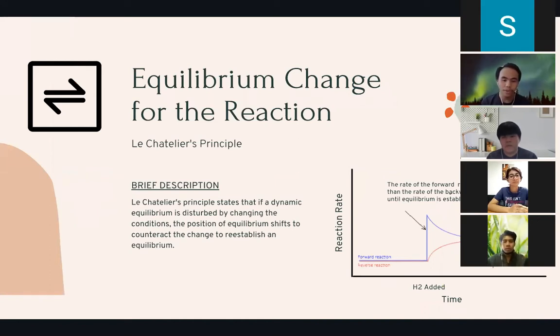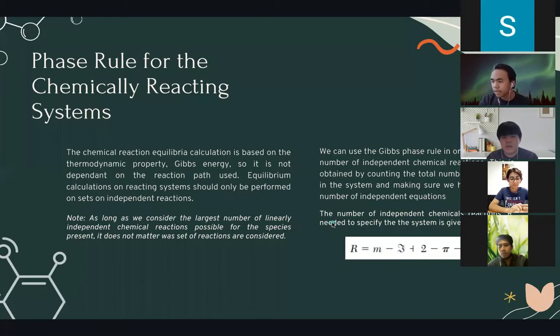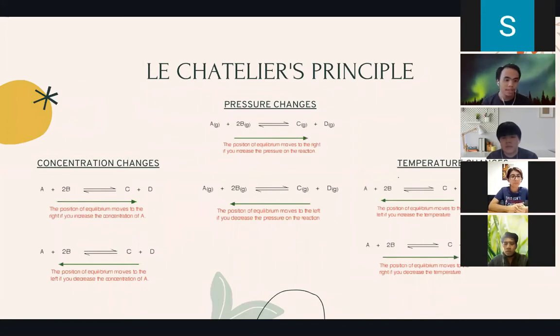Now, for the first topic, I will discuss the equilibrium change for the reaction. It revolves around Le Chatelier's principle. So, let us give a brief description. What is Le Chatelier's principle? It states that if a dynamic equilibrium is disturbed by changing the conditions, these are pressure, temperature, and concentration, the position of equilibrium shifts to counteract the change to re-establish an equilibrium, which means it can go either left or right. So, for our first condition, I will discuss the concentration changes.